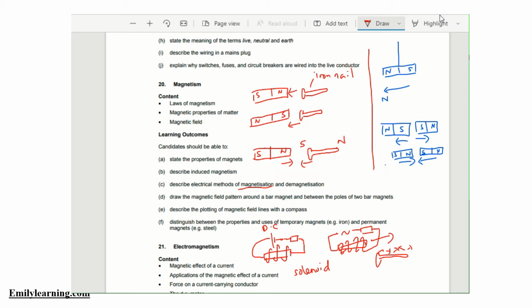For D, you need to be able to draw the magnetic field patterns around a bar magnet and between the poles of two bar magnets.